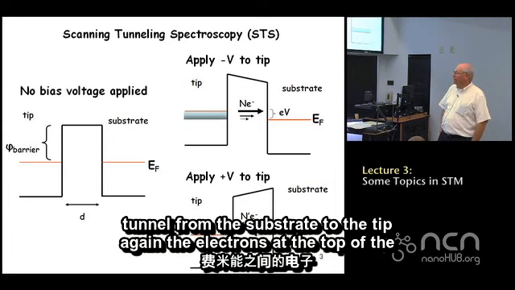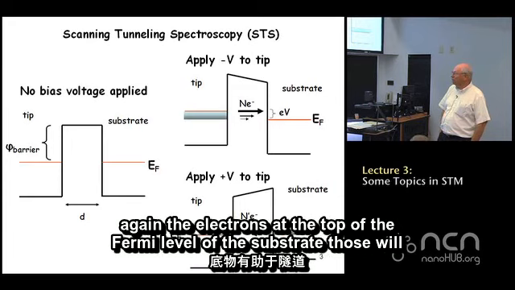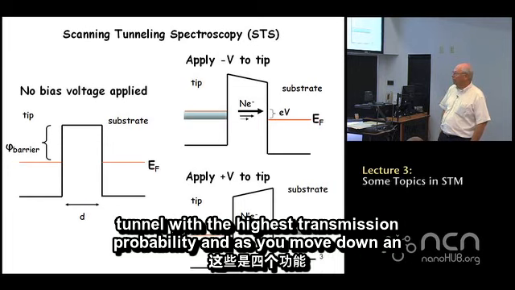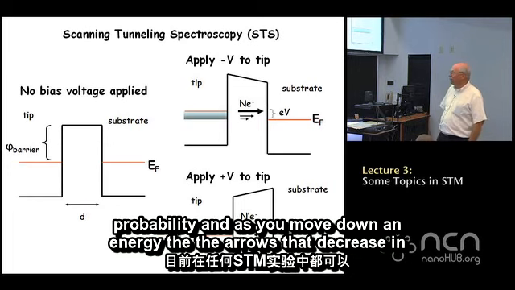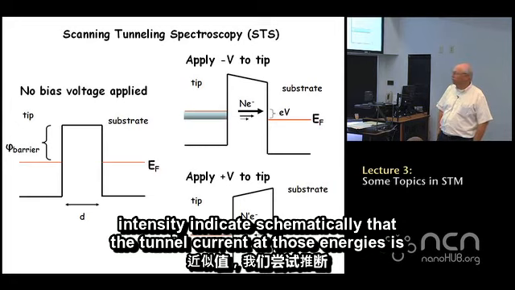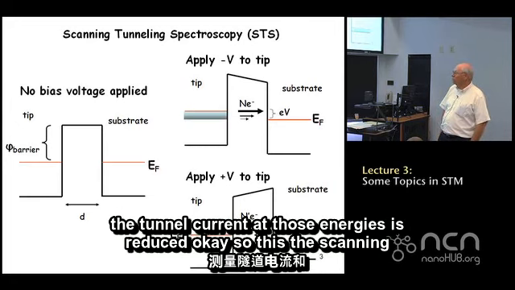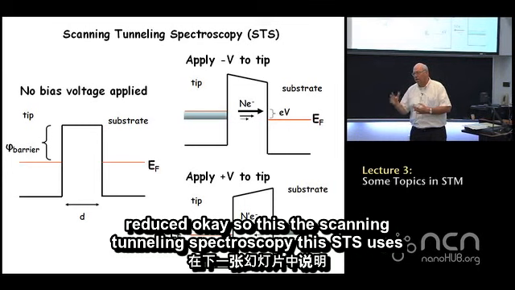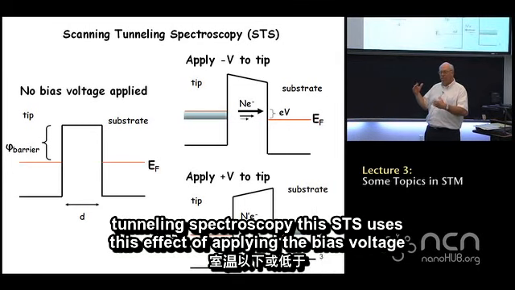Again, the electrons at the top of the Fermi level of the substrate, those will tunnel with the highest transmission probability. And as you move down in energy, the arrows that decrease in intensity indicate schematically that the tunnel current at those energies is reduced.